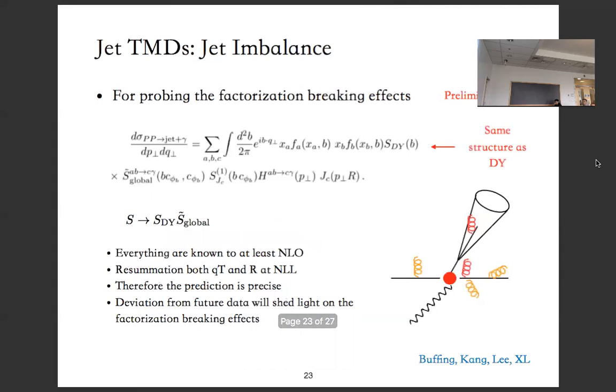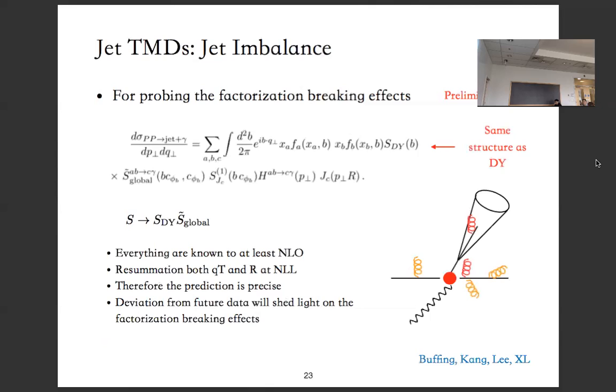One thing is that this global soft function can be further factorized into a Drell-Yan-like soft function times a remnant. In this way, all the rapidity divergence will only appear here, and the remnant will be free of the rapidity divergence, with only the normal epsilon divergence there. And written in terms of this, you can see the first line is nothing but the TMD. It has the same structure as Drell-Yan as long as you have the color factor correct.